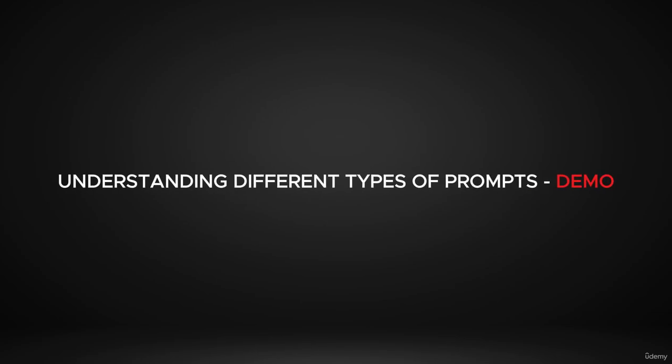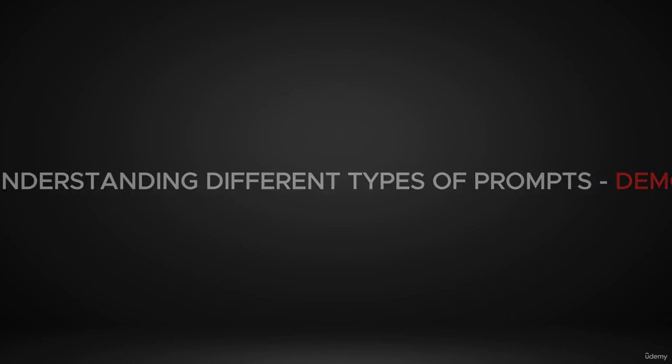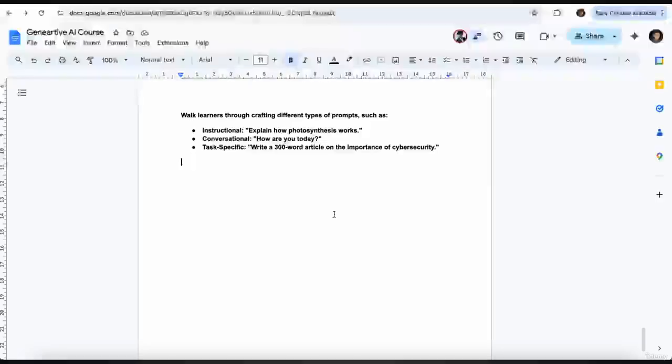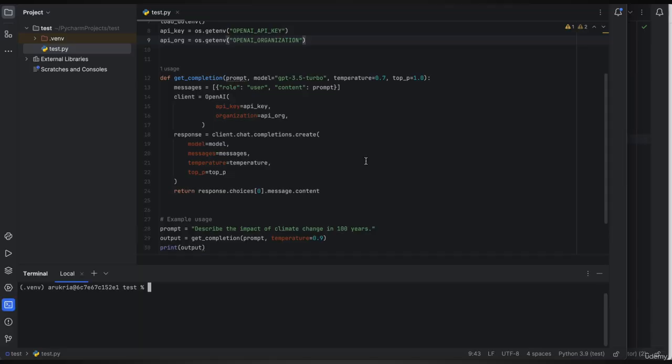Understanding different types of prompts. Generative AI can be directed to perform various tasks depending on the type of prompt used. Prompts can be basic, like asking a direct question, or complex, like providing detailed instructions for a specific task. Let's look at different types of prompts, such as instructional, conversational, and task-specific prompts.